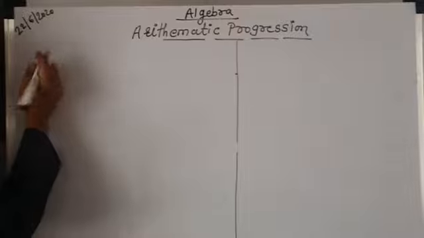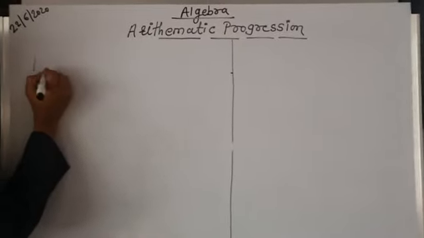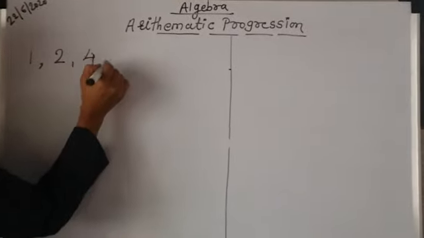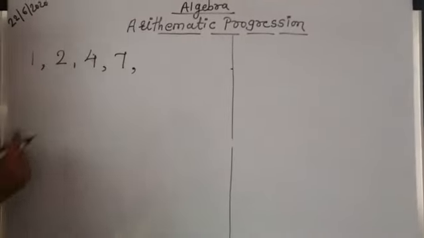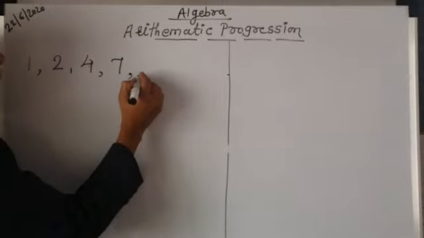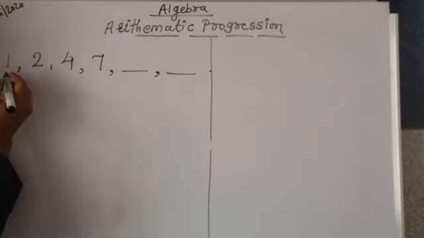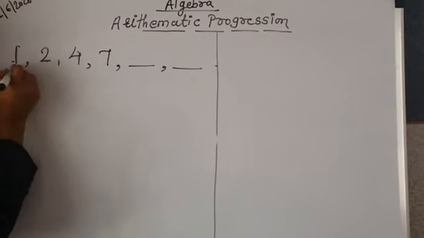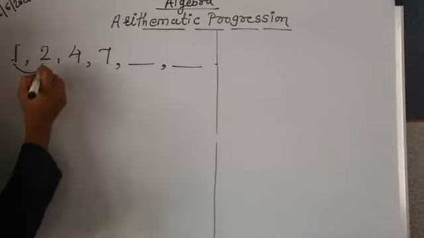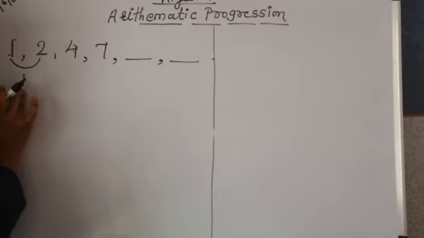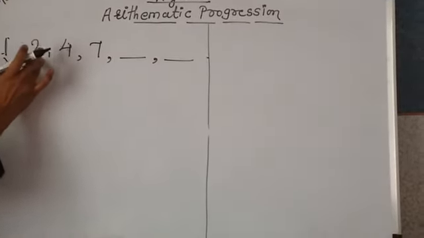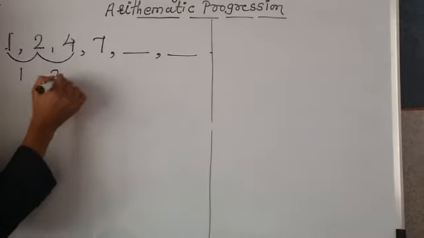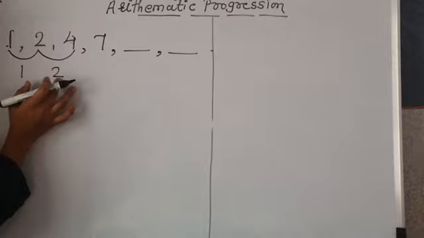Students, I am writing here one number series: 1, 2, 4, 7. Can you recognize the next number? See, here 1 and 2. The difference between these two numbers is 1, which means the second number is increased by 1. Then 4 to 2: here this number is increased by 2, which means the difference between these two numbers is 2.